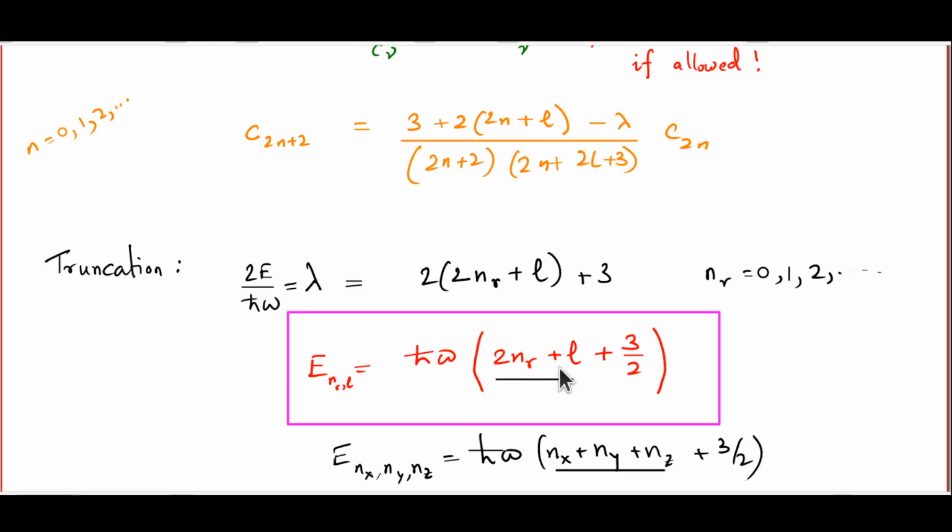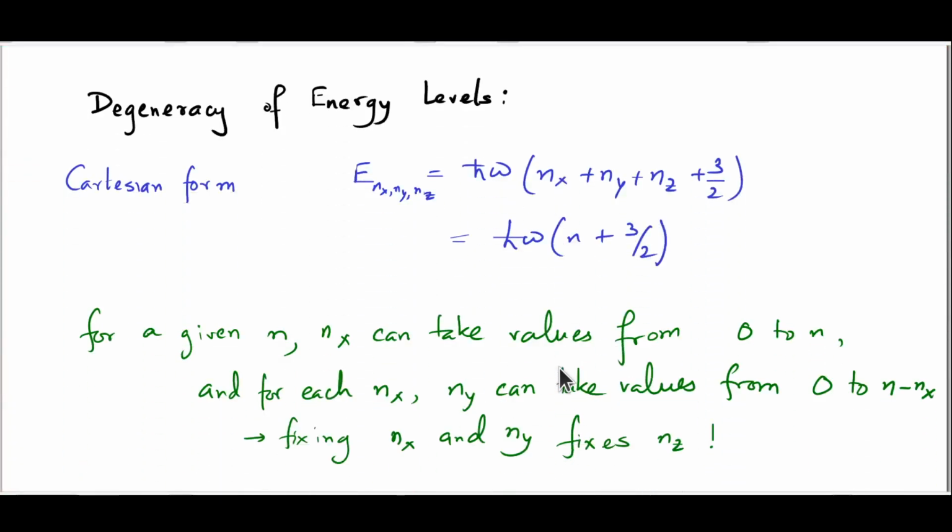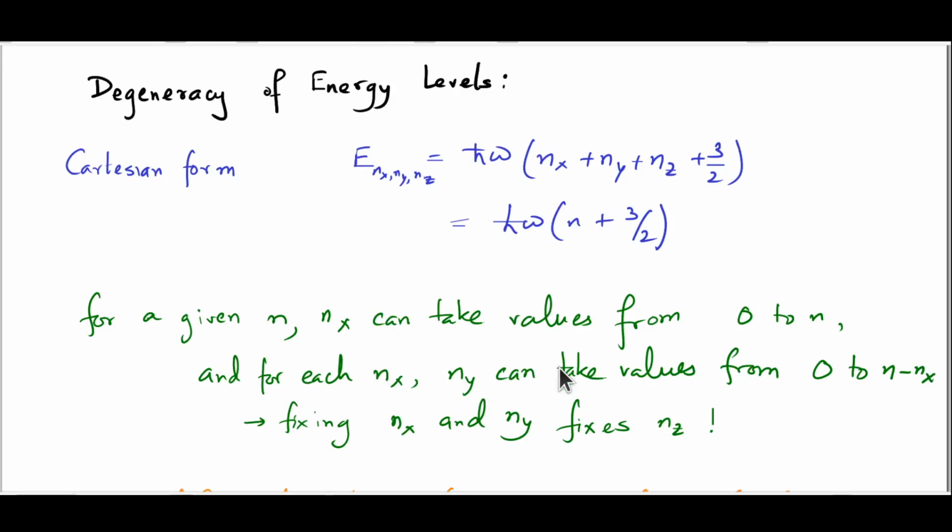And it will turn out, as you can easily check at least for the smaller values of n, the spherical polar coordinate versions can be expressed as linear combinations of the Cartesian coordinate wave functions or vice versa. But let me just quickly show you that at least the degeneracy count matches in the two cases. So how do you calculate the degeneracy of energy levels? Let's first do it using the Cartesian method.